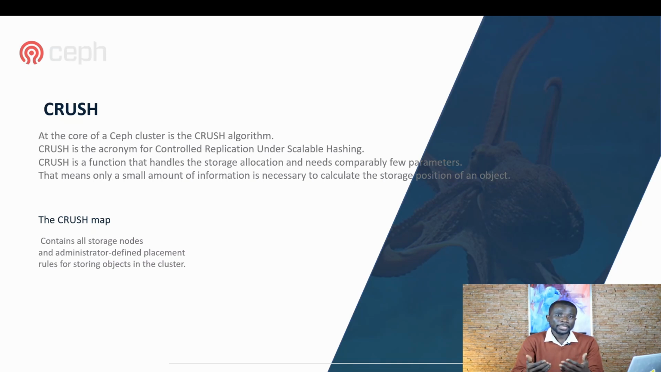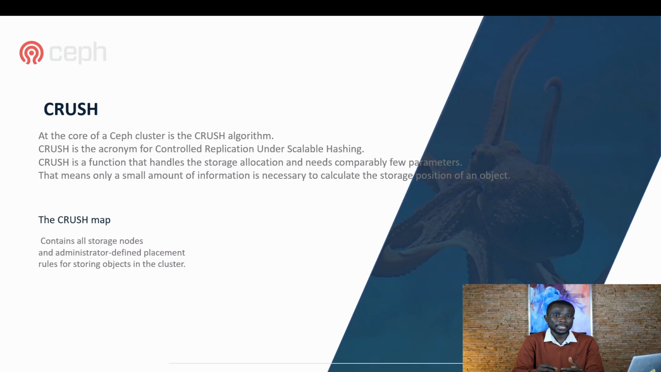And any host is inside a rack, and a rack is inside a room. Within a data center, you have some rooms. Within the rooms, you can have many rows. So you can have, for example, 3 rows inside the room, and this room is inside the data center. This way, you can achieve the logical representation of your data center inside your CRUSH map.